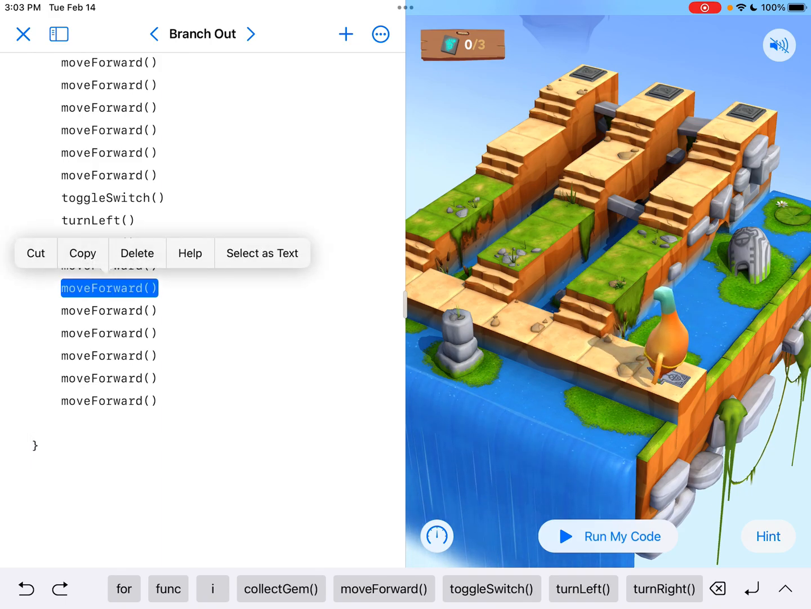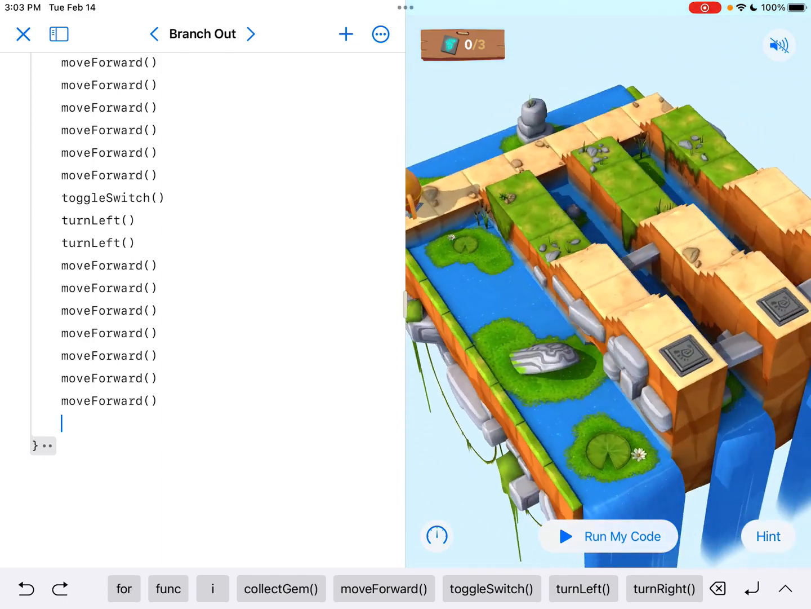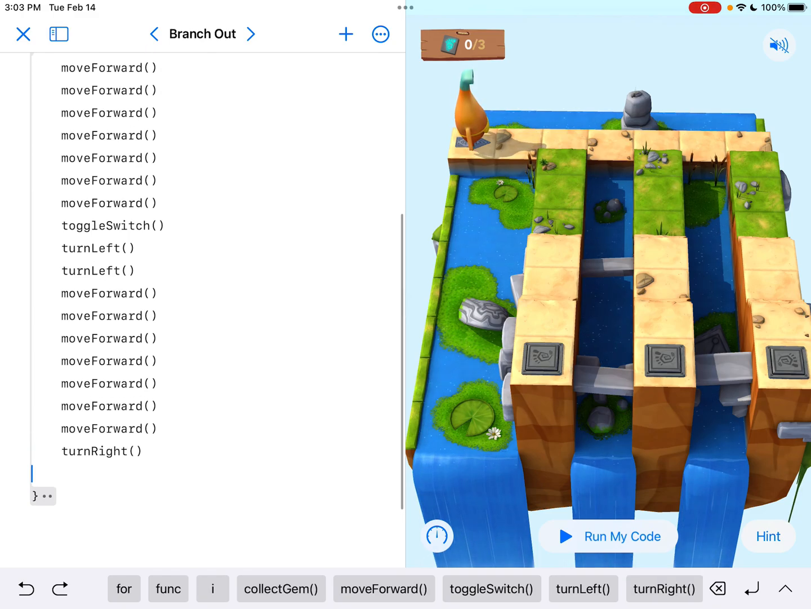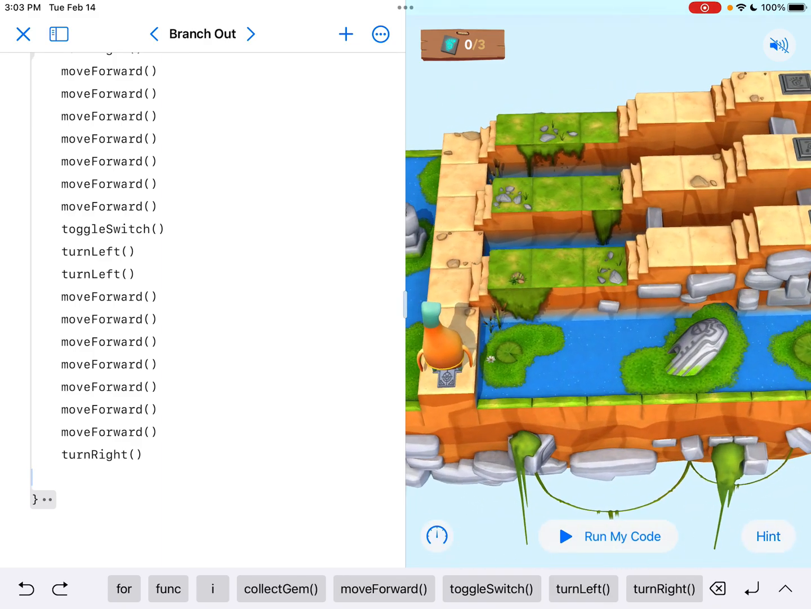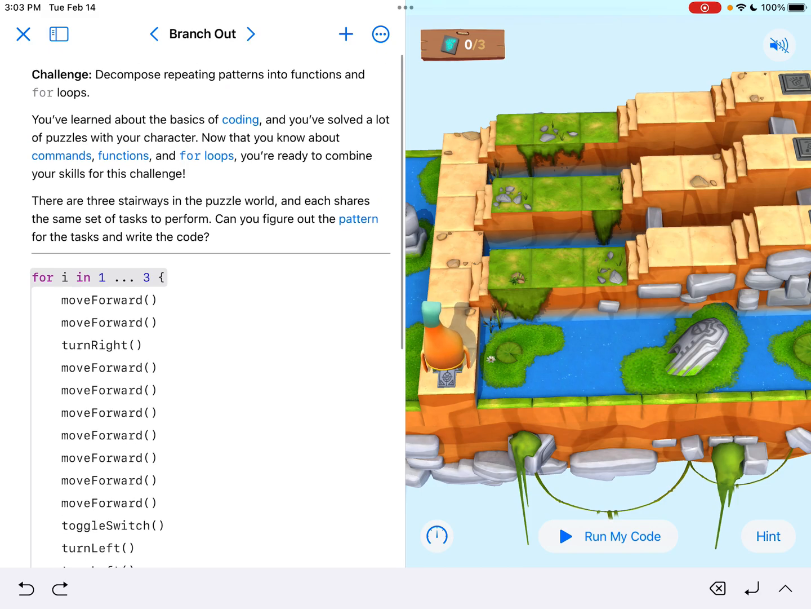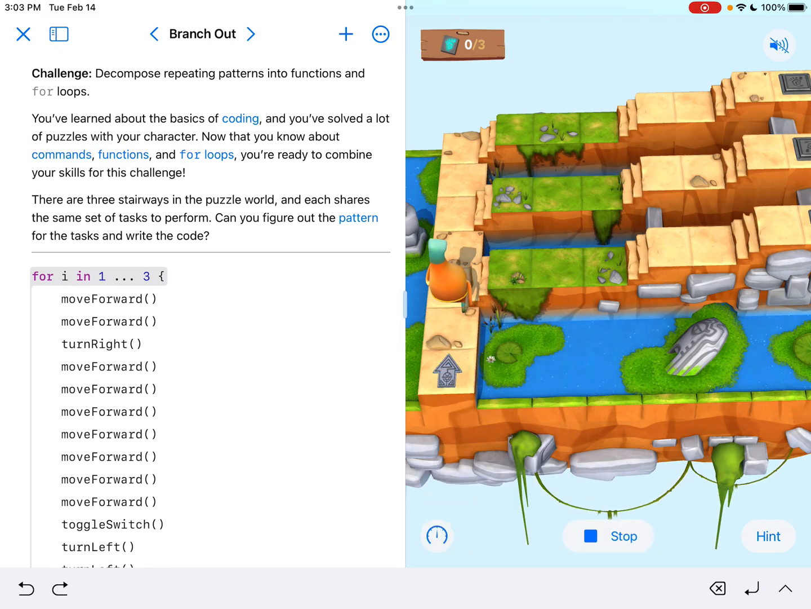Let's see how many I got here. One, two, three, four, five, six, seven. Now I would be back to the beginning, so I need to turn. If I'm facing this way, I need to turn to the right. And then that should be it, because I already put in the move forward to get to the next row. I just want to try running this and see what happens, and see if I made any mistakes.